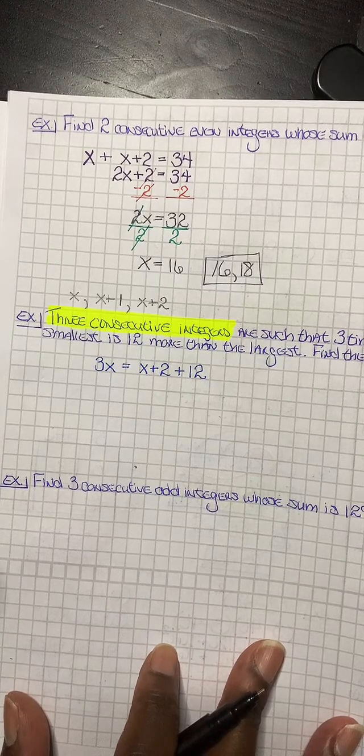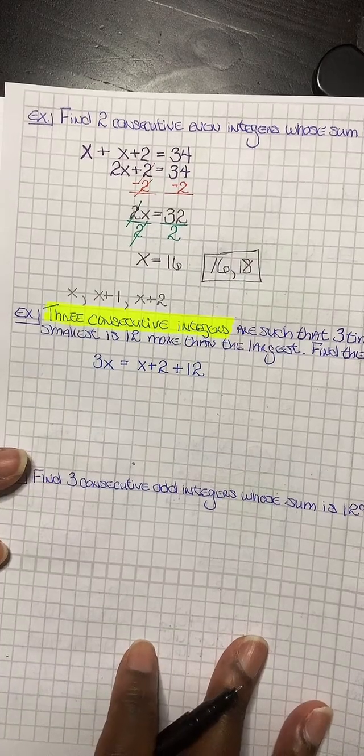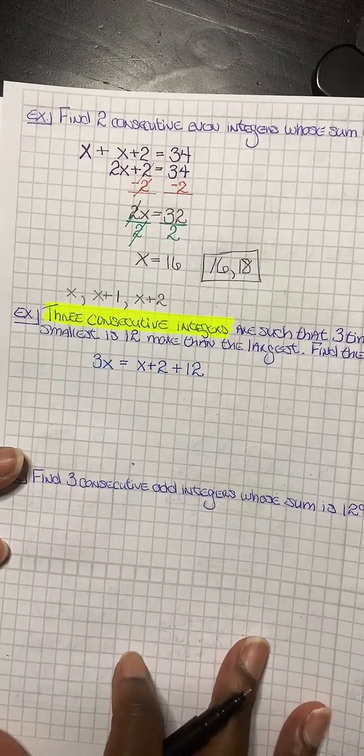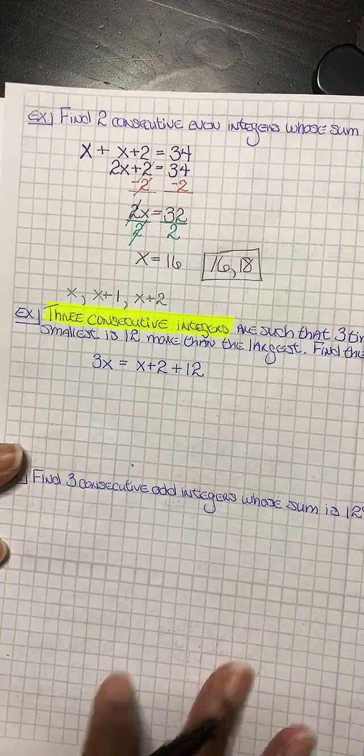So here we are. Consecutive numbers are numbers that come right after the other, like 1, 2, 3, 4, 5, 6, 7. If I want to start at 15, there'll be 16, 17, 18, 19. Those are consecutives, one after the other.